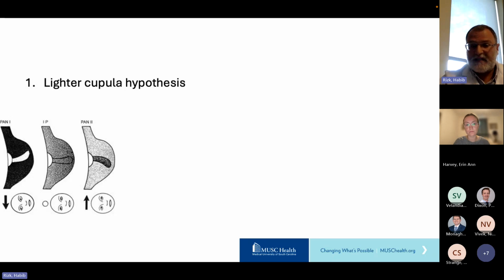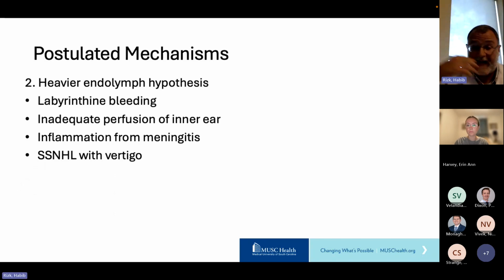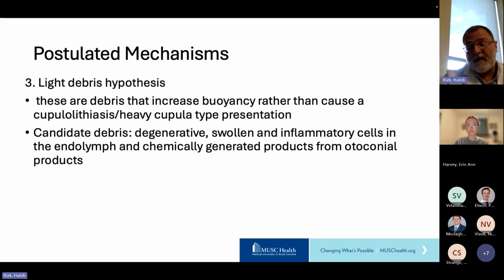We know that in these conditions, when alcohol is high in the systemic circulation and it diffuses into the cupula, there will be a change of the density of the cupula that leads to a specific nystagmus and symptoms. It could also be that the endolymph becomes heavier due to a labyrinthine bleeding, to inflammation from a CNS infection, or sudden sensorineural hearing loss with vertigo. There's a study that showed that those patients had a higher prevalence of direction-changing positional nystagmus. There's a hypothesis that this could be a specific type of debris that increased buoyancy rather than heaviness.